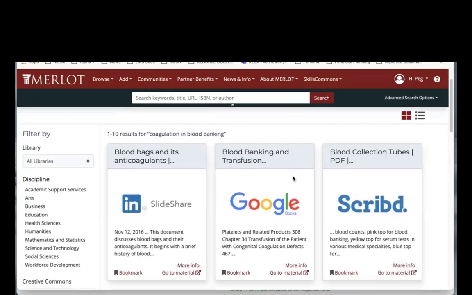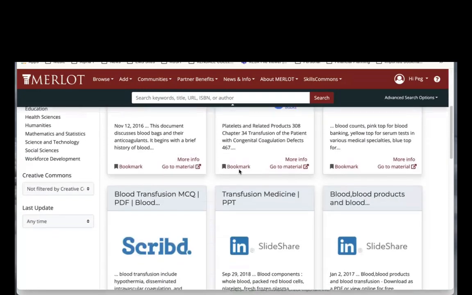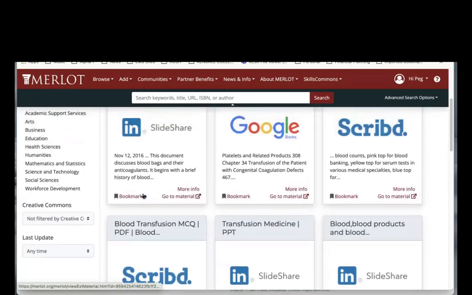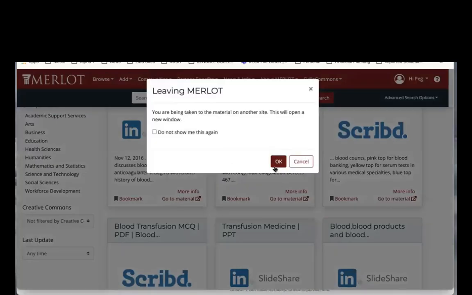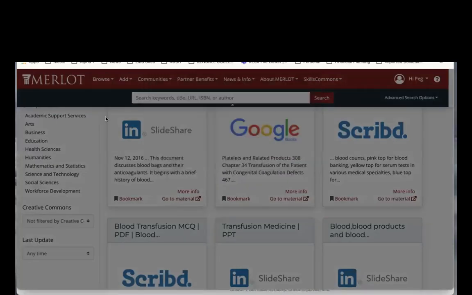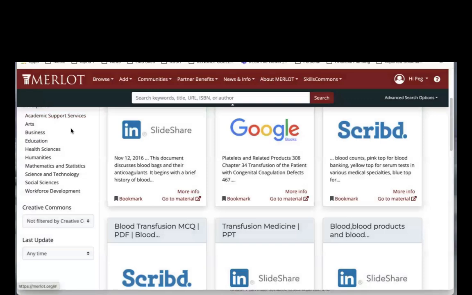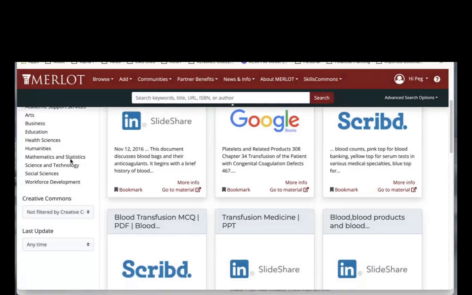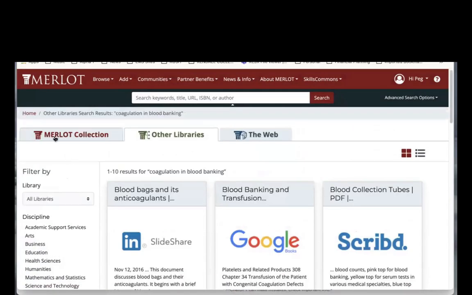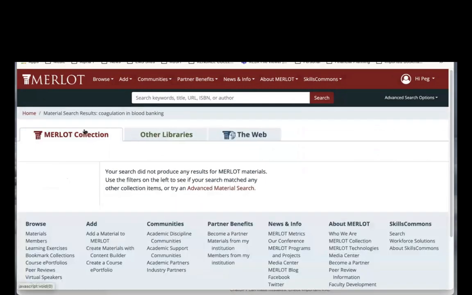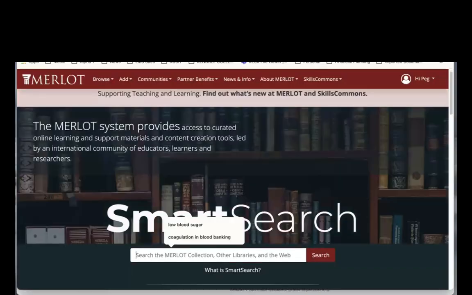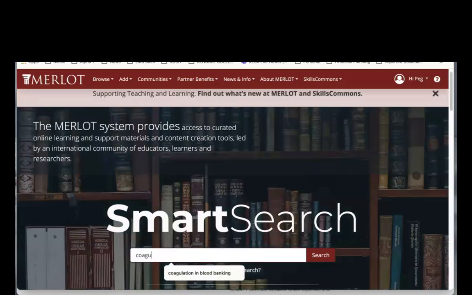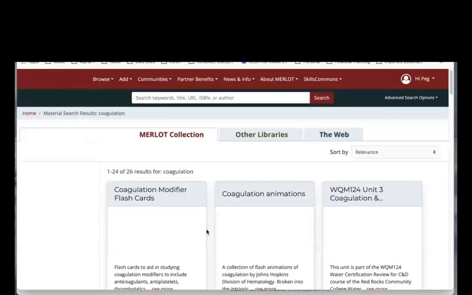Okay, so this has got some stuff because a lot of these are going to send you to other materials which will give you the copyright information on those other sites. So this is a database. That's all it is, a database. But a lot of the materials on here will be open educational resources. Let's go back and just do blood banking coagulation and see if we get wider results.